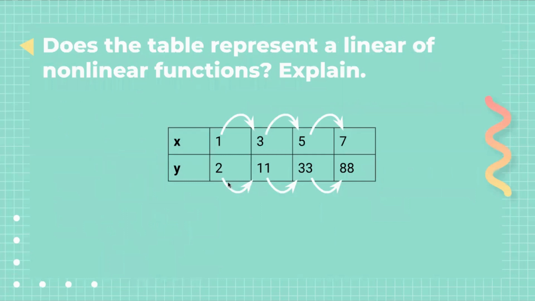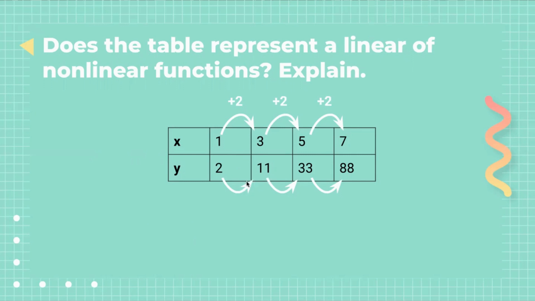Let's look at another table here. We're going to tell whether it represents a linear or nonlinear function. First, I'm going to take a look at my x values. I have 1, 3, 5, and 7. From 1 to 3, I have a rate of change of 2. 3 to 5, I'm adding 2 again. And from 5 to 7, you're adding 2 once more. So you see the rate of change is constant in your x values.